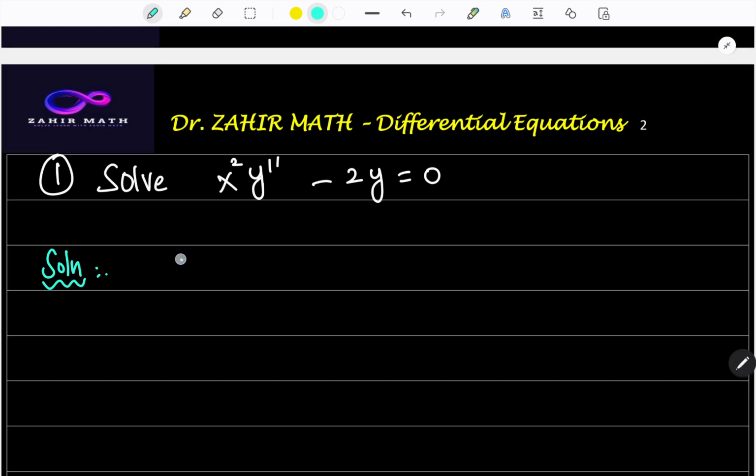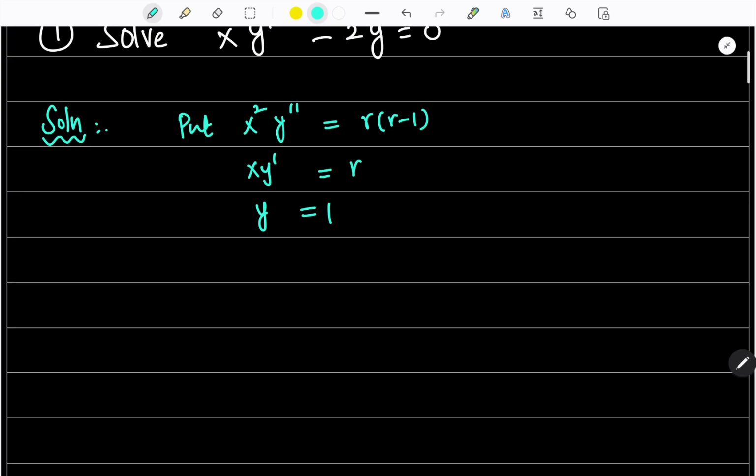You're going to put the substitution. Put x square y double dash is equal to r into r minus 1. You don't have x y dash, but still nothing wrong. You can write it also, and y equals 1. Now what happens with the differential equation?